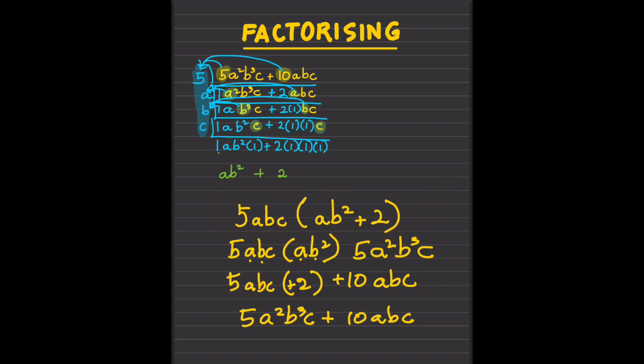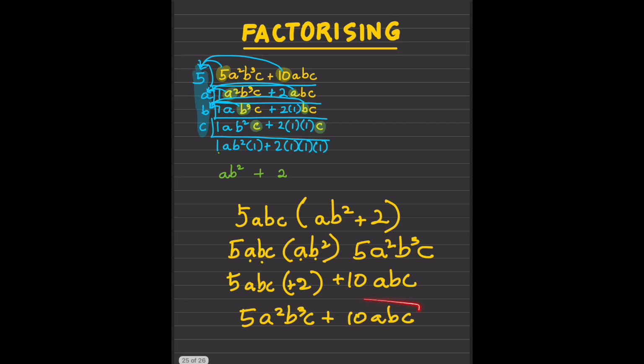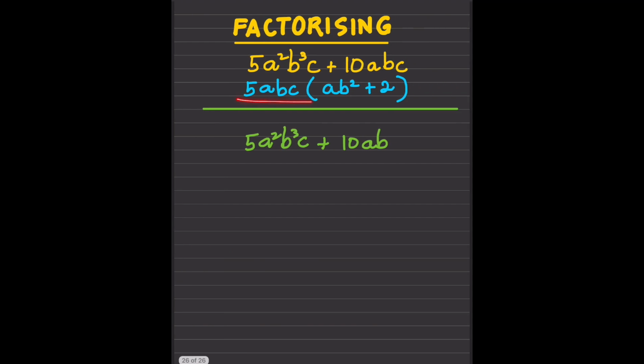Okay? Now, let's look at this one. So this was the answer that we got here. See? 5abc bracket ab squared plus 2. Now, look at this. This one is a different one. What's missing? This does not have the c. So are we going to have the same answer?